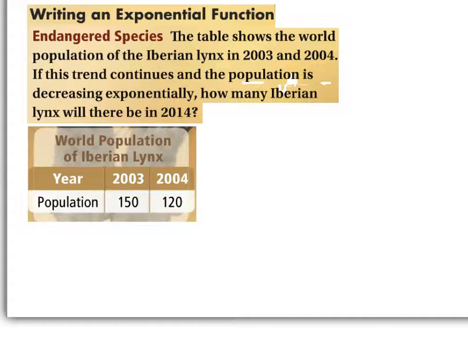But they are saying that our table shows the world population for Iberian lynx in 2003 and in 2004. If this trend continues and the population is decreasing exponentially, how many Iberian lynx will there be in 2014? So if this was allowed to continue, how many Iberian lynx would we expect there to be last year? Okay? Well, let's find out.